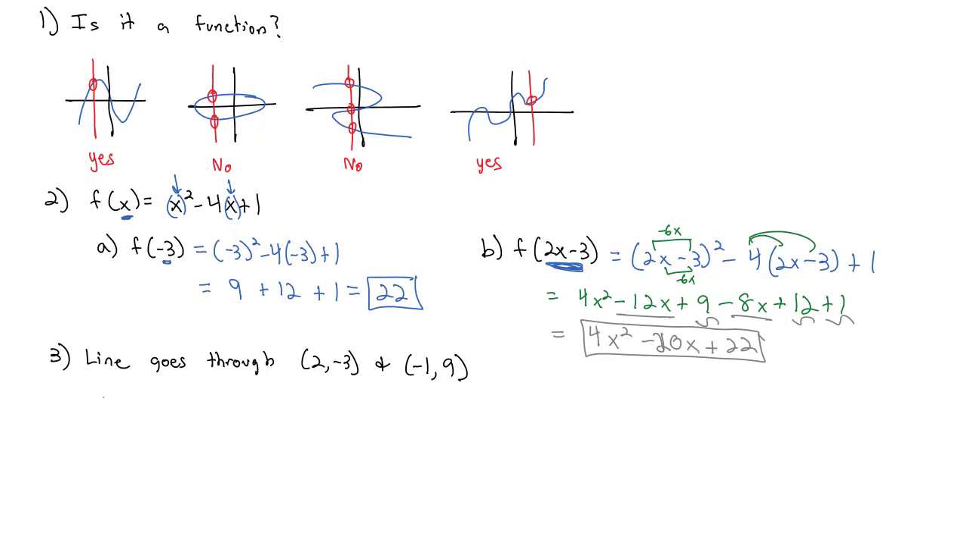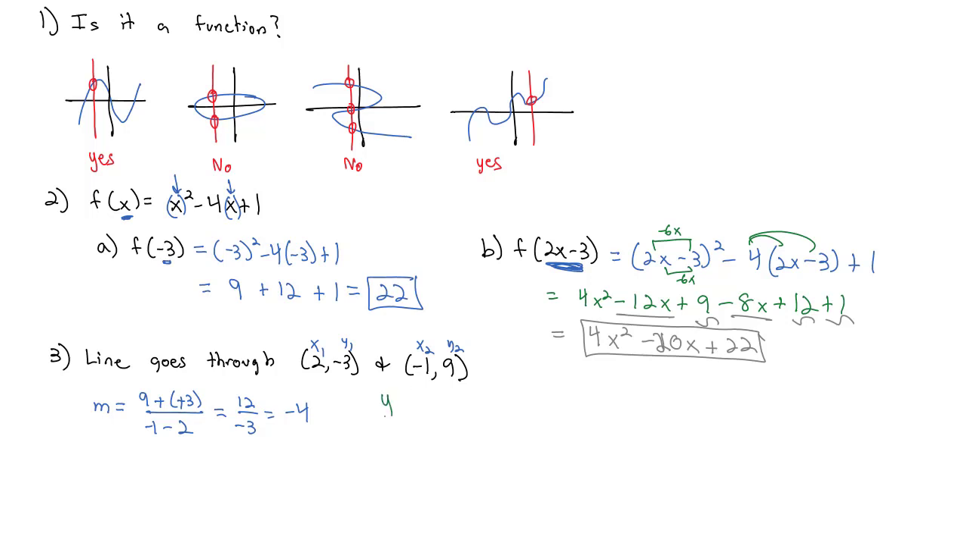Well, we found out with lines, we need to first find the slope. And the slope was the y2 minus the y1 over the x2 minus the x1. So in this case, it's going to be 9 minus negative 3 over negative 1 minus 2. Changing that to a plus, we've got 9 plus 3 is 12 over negative 1 minus 2 is negative 3. So my slope here is negative 4.